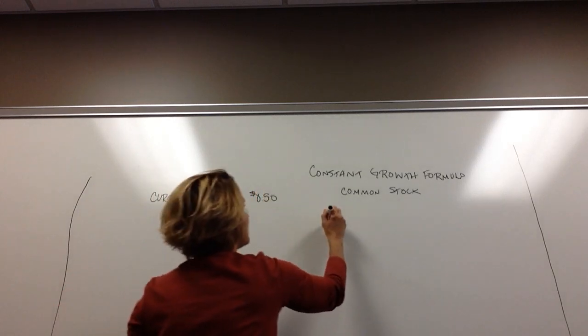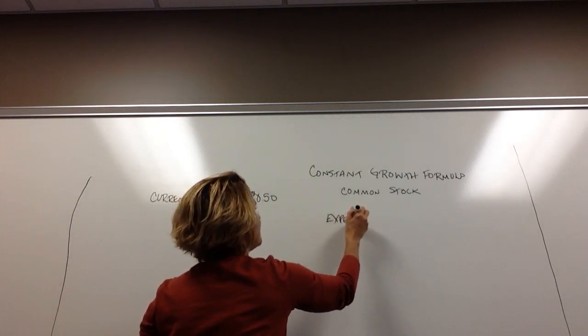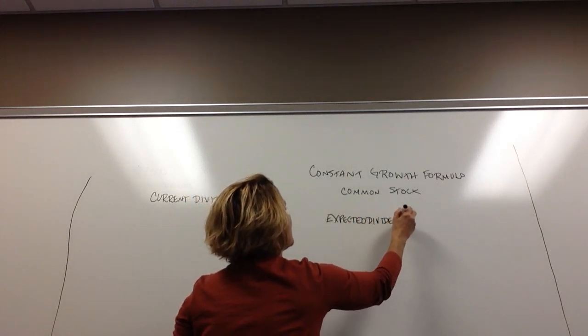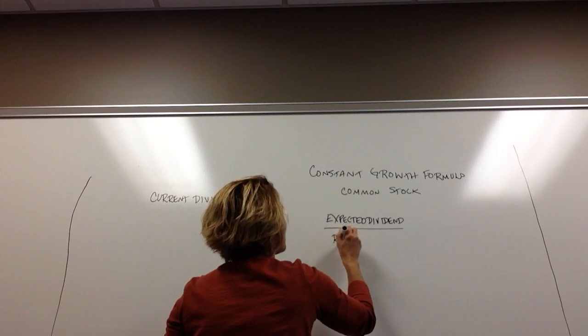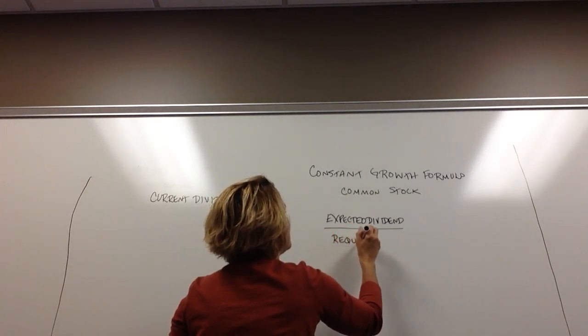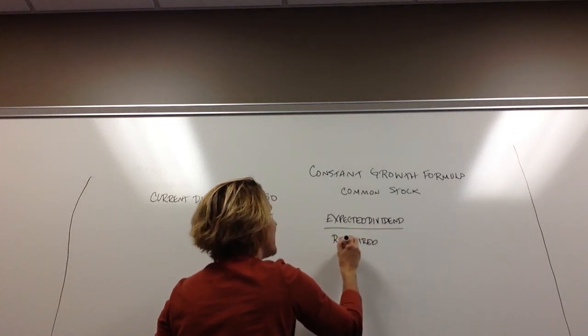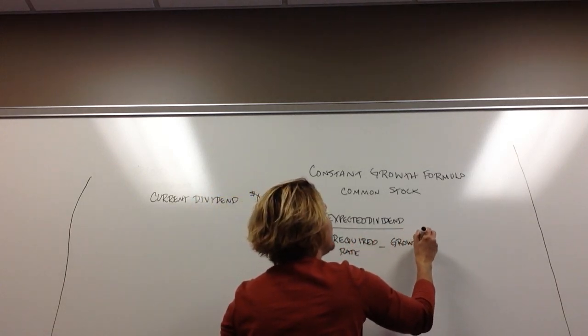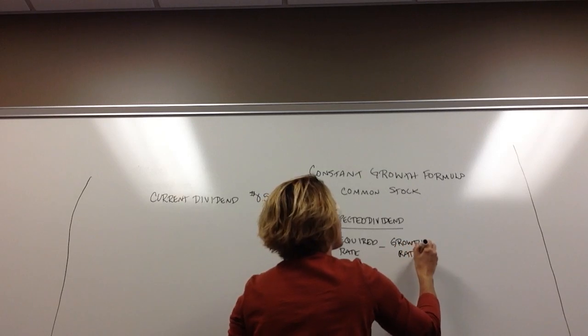The formula is going to call for our expected dividend divided by that required rate minus our growth rate. So that's actually the formula.